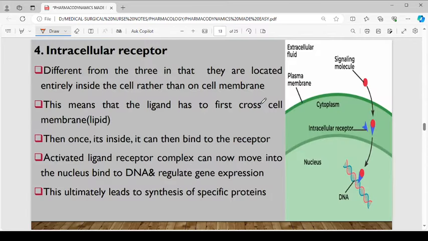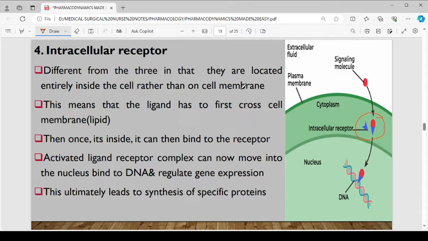and lastly the enzyme-linked receptors, okay? The last one is the intracellular receptor, and the reason why this is separate is because it is somewhat different from the ligand channel, the G protein, and the enzyme receptors, in that this one will be entirely found inside a cell, all right? You can see they are found inside the cell and not outside as the other three.